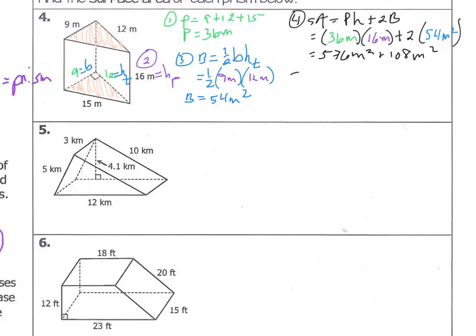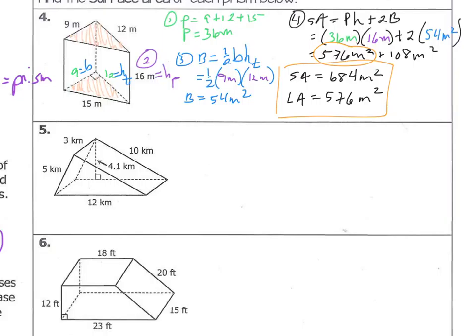So then our total surface area, add those together, we get 684 meters squared. What's your lateral area? Yeah, it's this 576, the part that has the pH. So our lateral area becomes 576 meters squared. And these are the two answers I'm looking for.